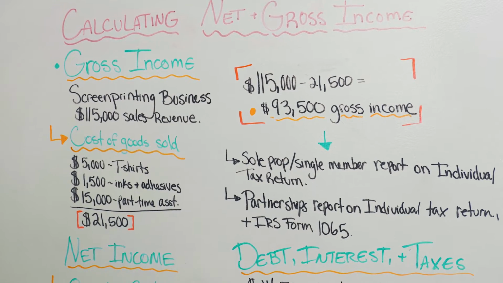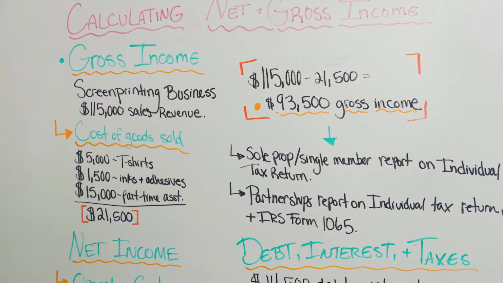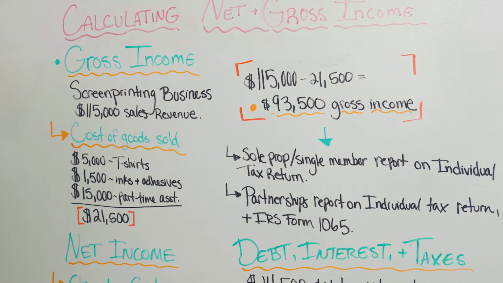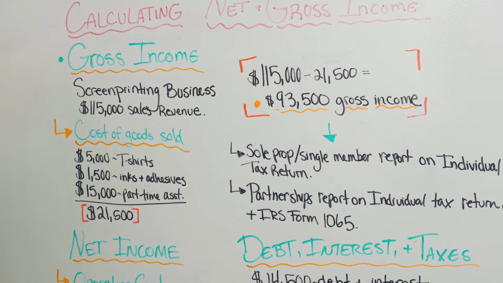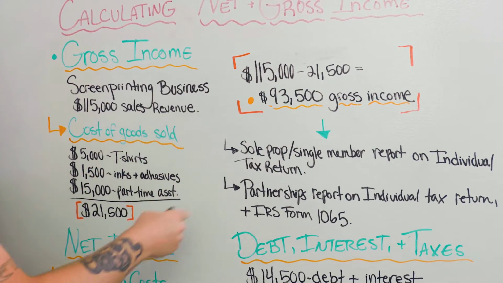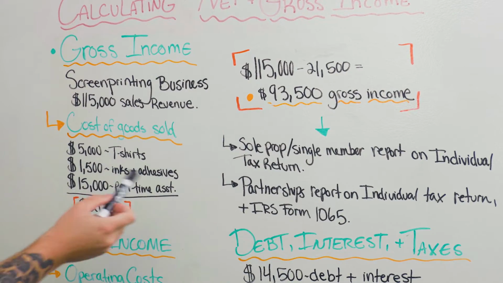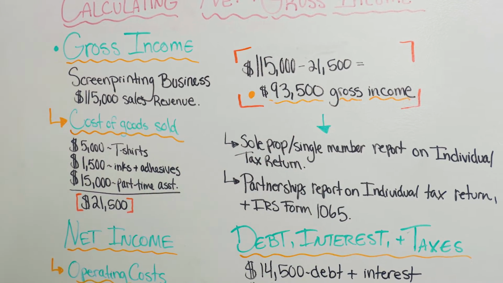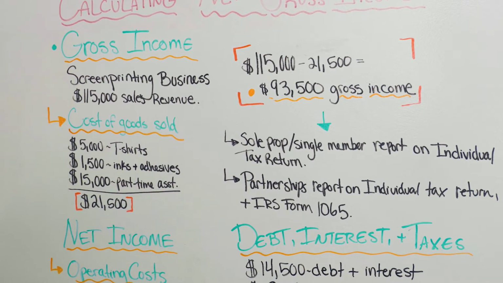You're going to want to go to your cost of goods sold, which is $5,000 in t-shirts, $1,500 of inks and adhesives, as well as $15,000 in part-time assistants, for a total of $21,500. Once you have your sales revenue, you'll minus the cost of goods sold for a total of $93,500 of gross income. Once you have that number, sole props and single members are going to report that on an individual tax return. And then partnerships report on individual tax returns and IRS Form 1065.